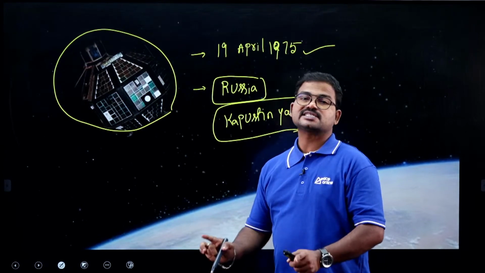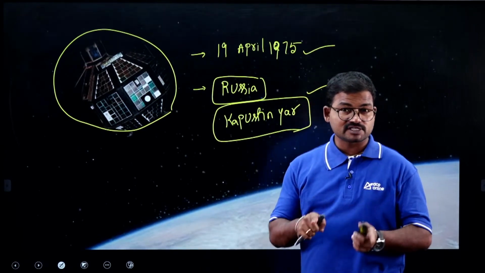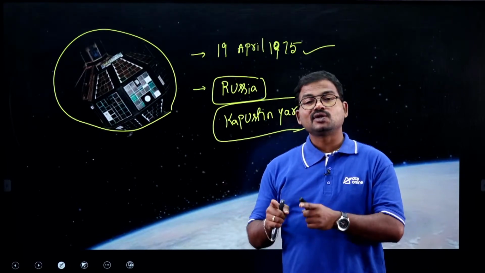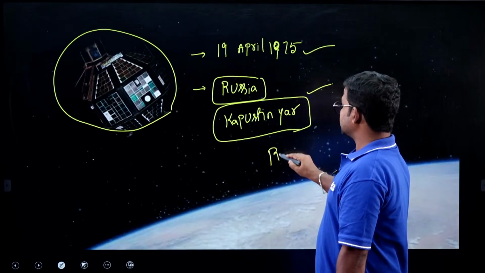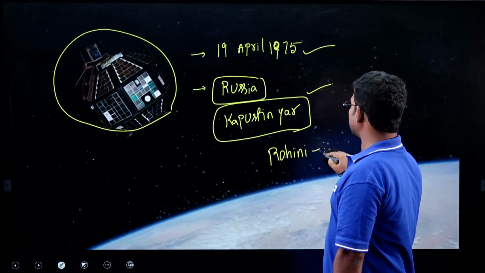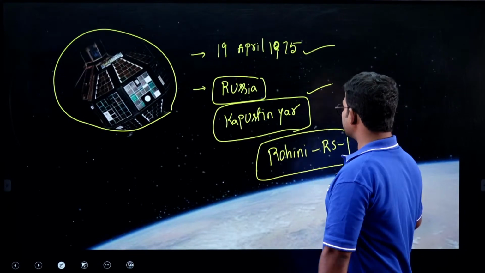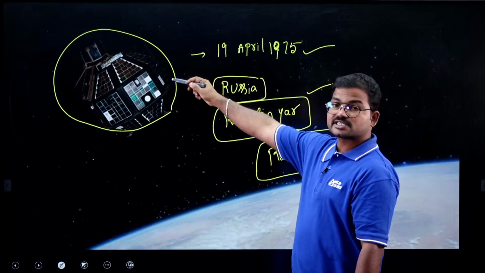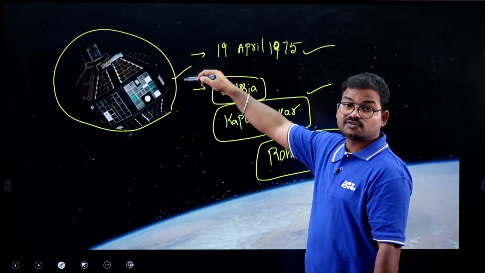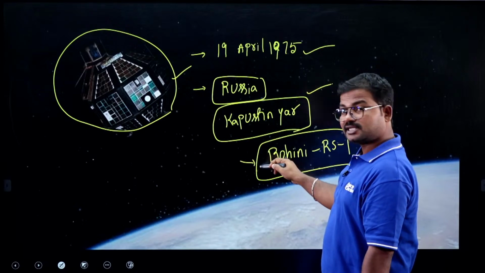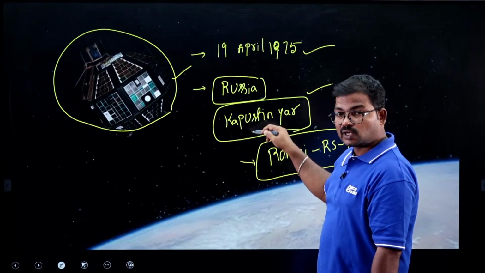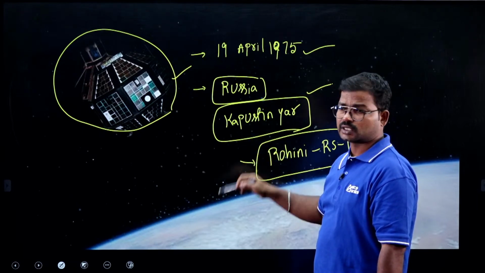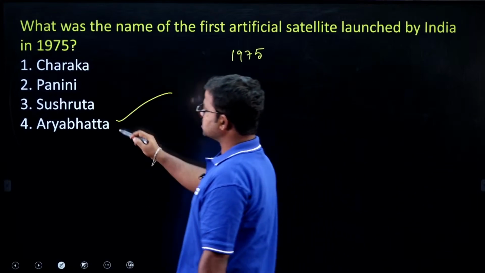So this is India's first indigenous satellite, not India's first indigenous launch. India's first indigenous launch is Rohini RS1. The difference is that Aryabhatta is India's first indigenous satellite but was not launched from India, whereas Rohini RS1 is an indigenous satellite also launched from India. That's why it is considered India's first indigenous satellite launch. So we have to consider Aryabhatta.